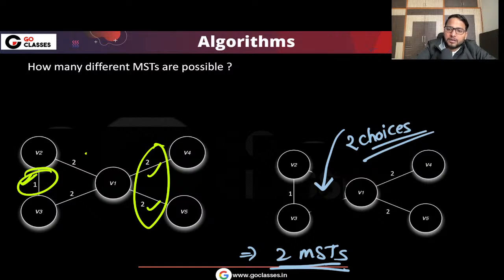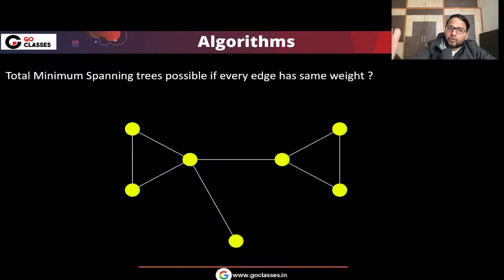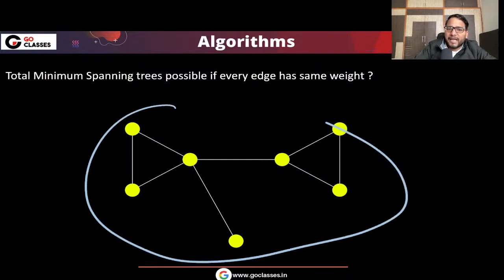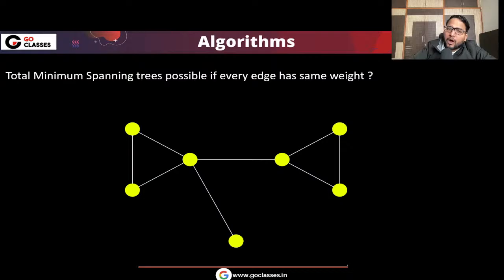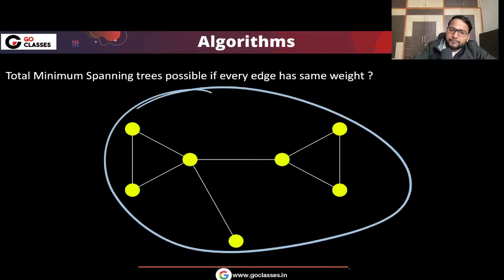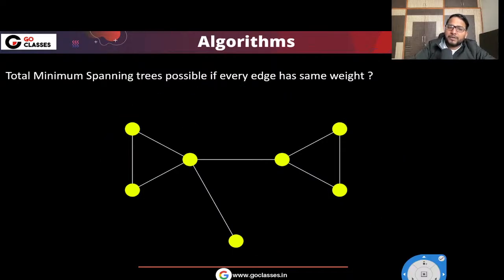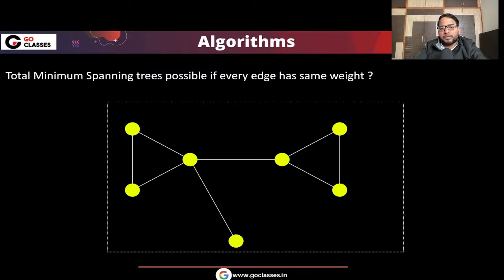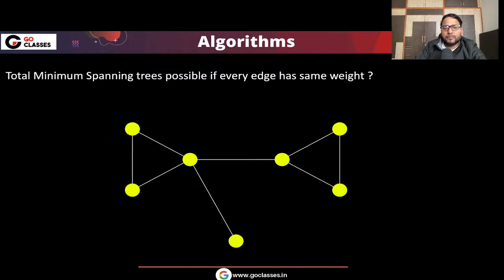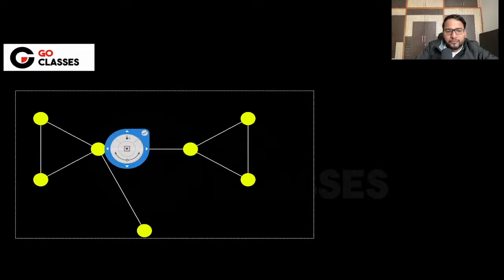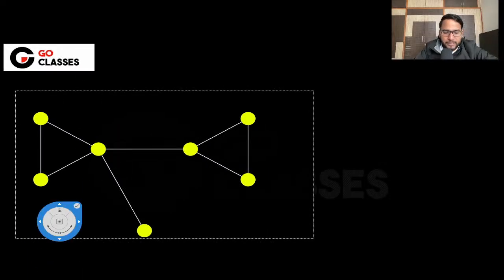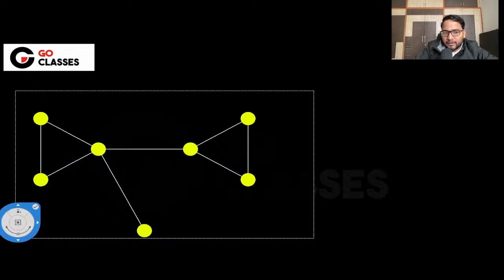Now let's solve more questions. Let's suppose they have not given the weights and they are saying that every weight is equal. Can you tell me how many minimum spanning trees are possible here? Just tell me how many minimum spanning trees are possible here. In this particular graph, you can definitely easily tell me how.